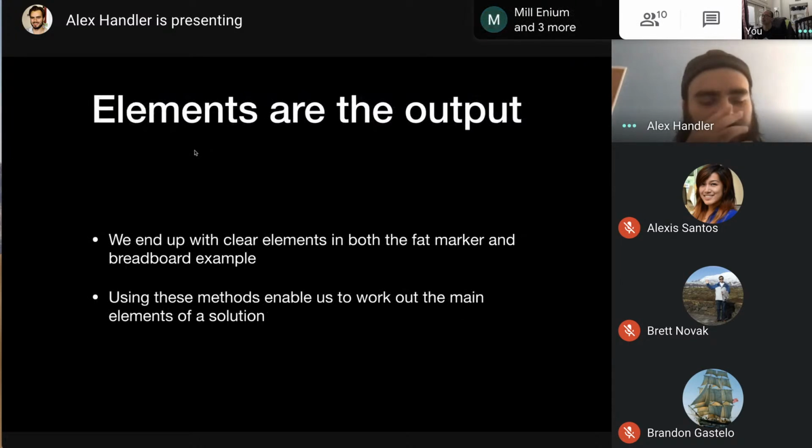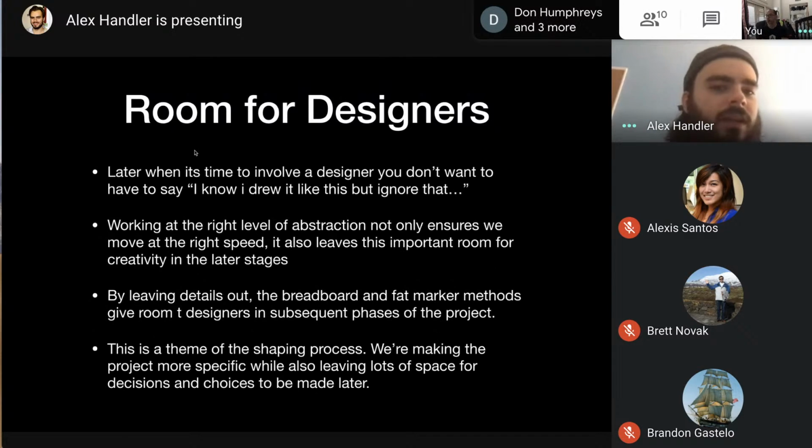I think that's just an important part, right? That's what we're aiming for in doing these sketches, to get these elements as the output. And the final thing that's nice about these methods is that it leaves room for designers. So later, when it's time to involve a designer, you don't want to have to say, I know I drew it like that, but ignore it, which I think is pretty common. Anyone in this industry has had conversations similar to that.